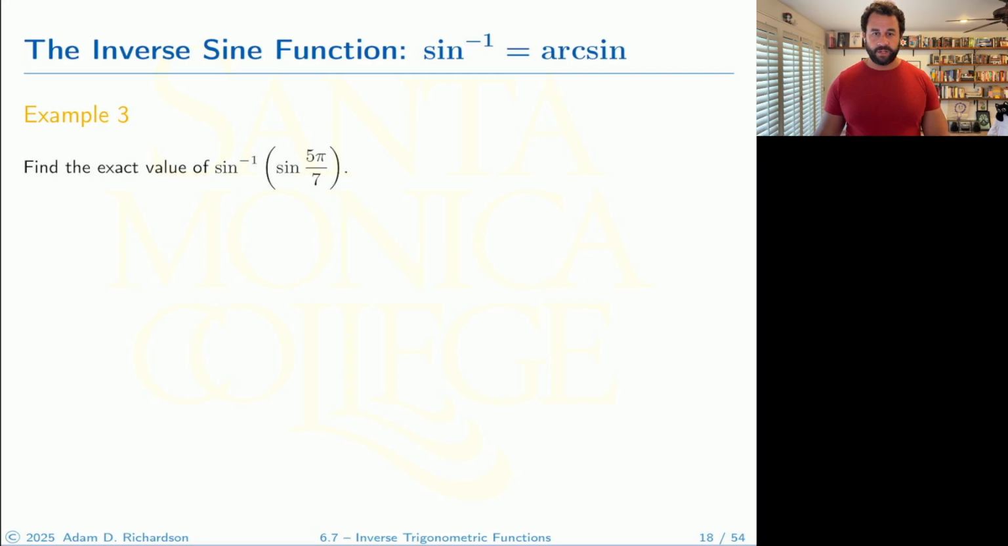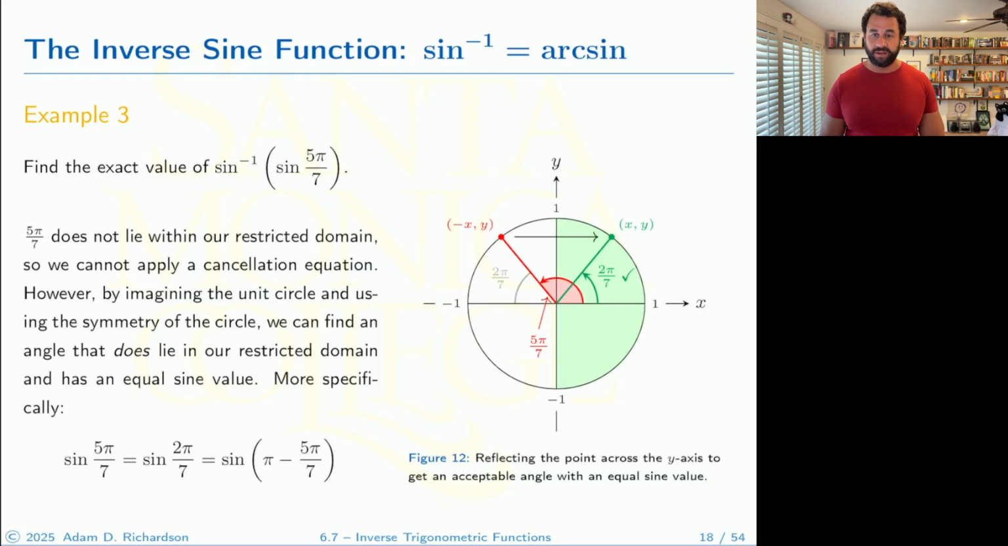All right. Okay. So let's see, 5 pi over 7. Well, the first thing that I noticed right off the bat is 5 pi over 7 is not in the restricted domain of the sine function that we needed in order to even talk about inverse sine. So that's a problem. What that means is we cannot apply the cancellation equation that would work here yet. We can't apply it yet because this angle does not lie in that restricted domain.